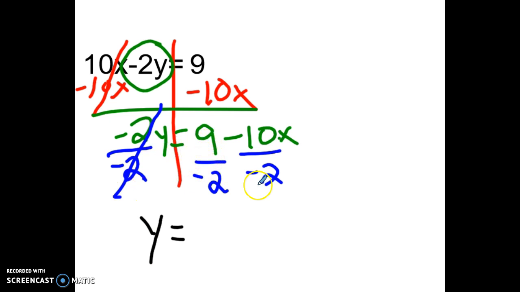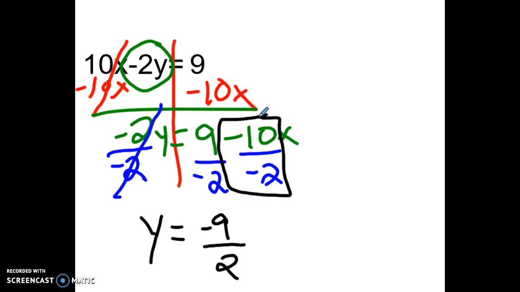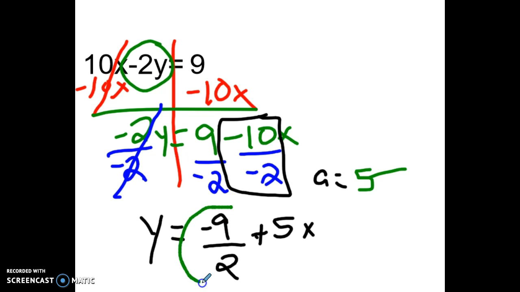9 over negative 2. If you type it in your calculator, alpha y equals enter, you are going to get negative 9 over 2. And then if I type in this negative 10 over negative 2, I will get a positive 5. And I got to bring down my x. So my slope is this positive 5. My computer doesn't want to work. Positive 5. And this would be my y-intercept. Okay, and that's it.